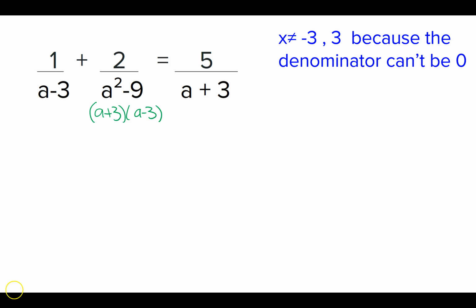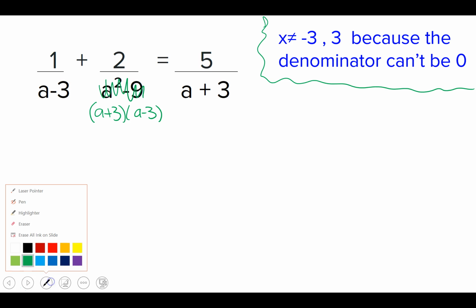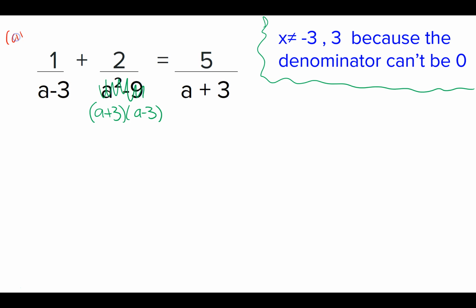You do these. Whenever you see a squared happening in your denominator, you've got to factor that first. A squared minus 9, you have to be able to recognize that is a difference of squares. That is a plus 3 and a minus 3. You have to factor that. That is where all my factors come from, and my restrictions come from. So we need a plus 3 and a minus 3 brought into each piece.